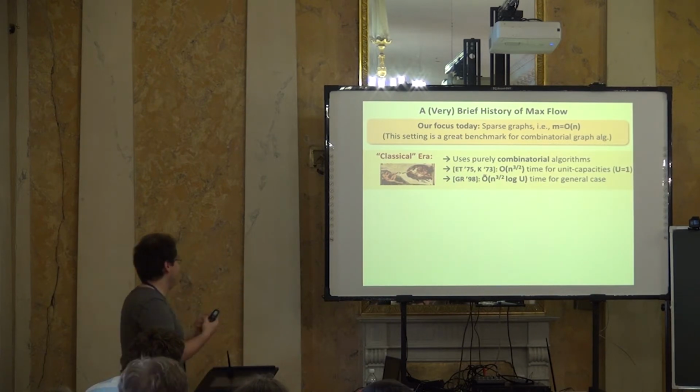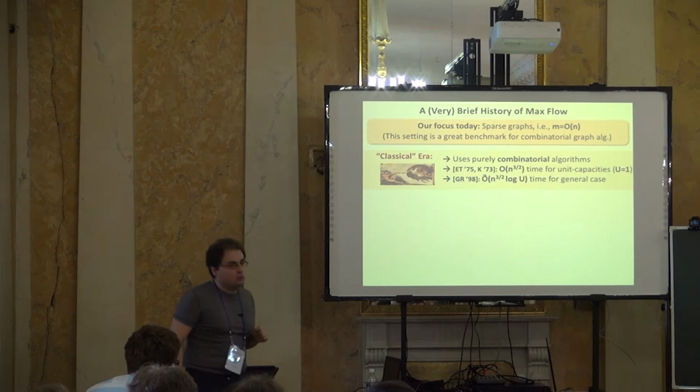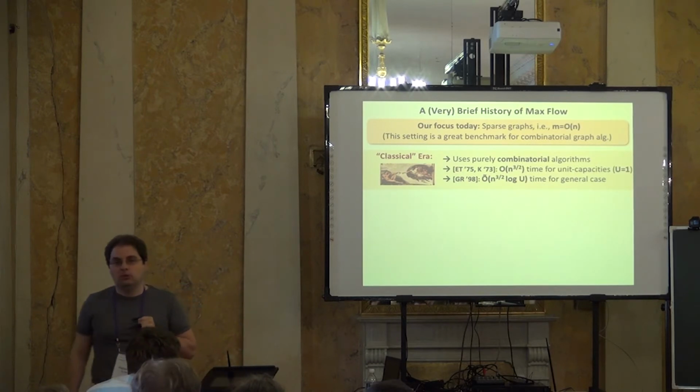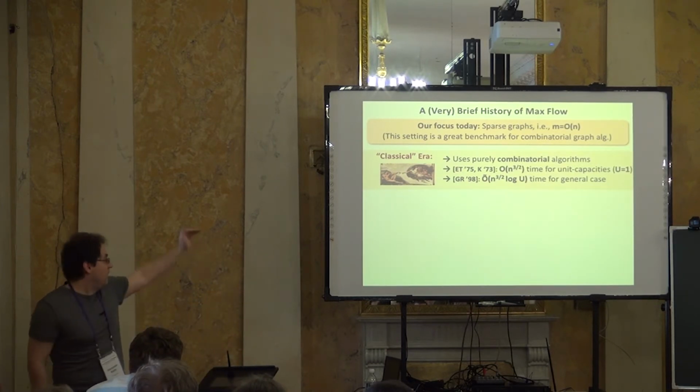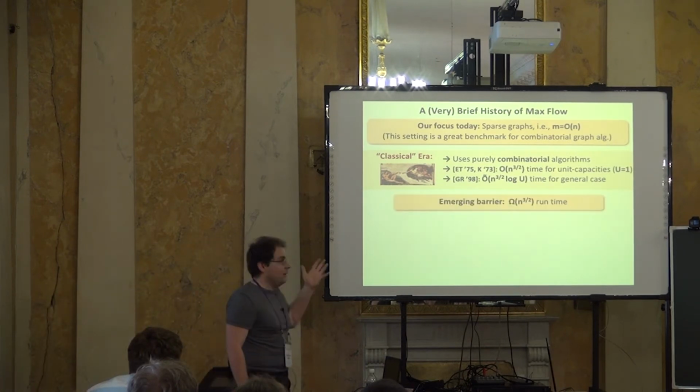So I guess the ideas now were people exchanging ideas nowadays. And essentially, what you get out of this is an n to the 3/2 algorithm, which sort of matches the performance for the unit capacity case. But there is this emerging barrier of n to the 3/2.